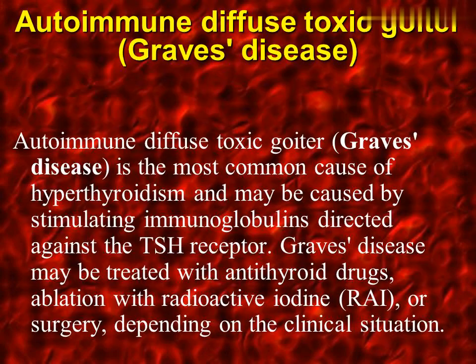Autoimmune diffuse toxic goiter, Graves' disease, is the most common cause of hyperthyroidism and may be caused by stimulating immunoglobulins directed against the TSH receptor. Graves' disease may be treated with antithyroid drugs, ablation with radioactive iodine, RAI, or surgery, depending on the clinical situation.